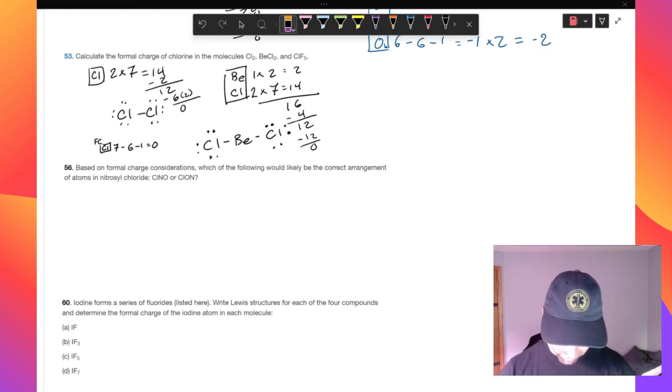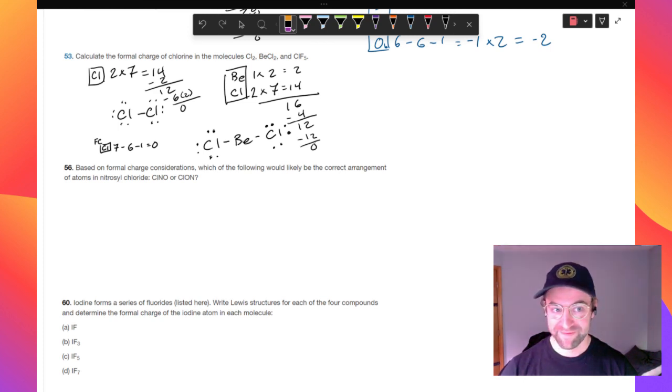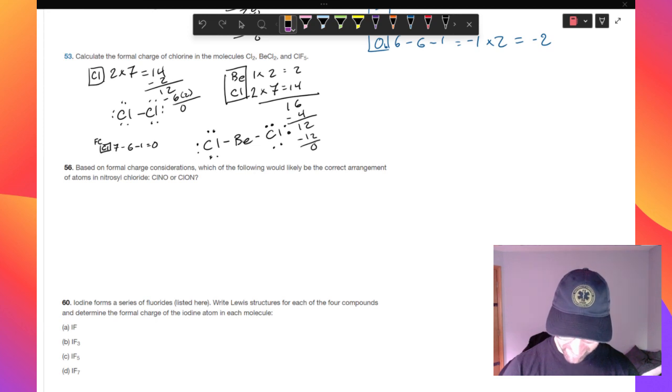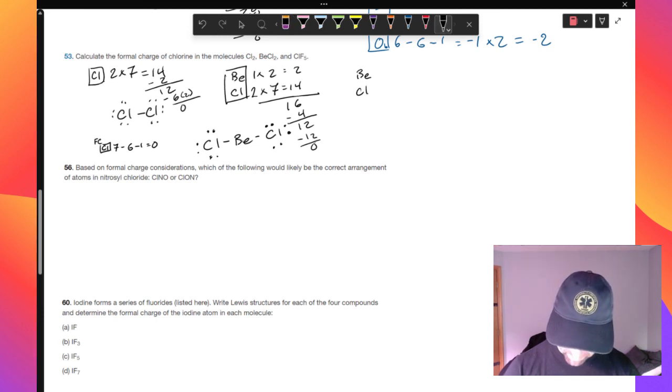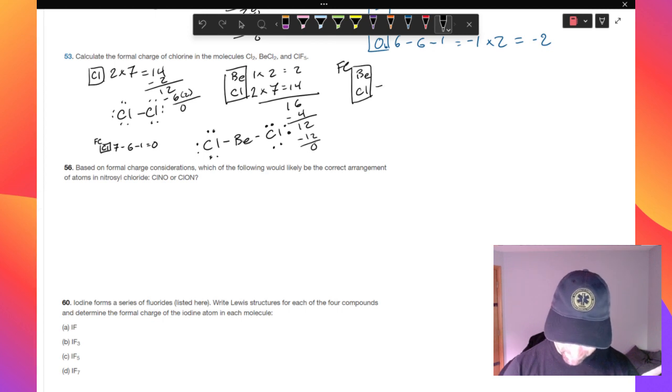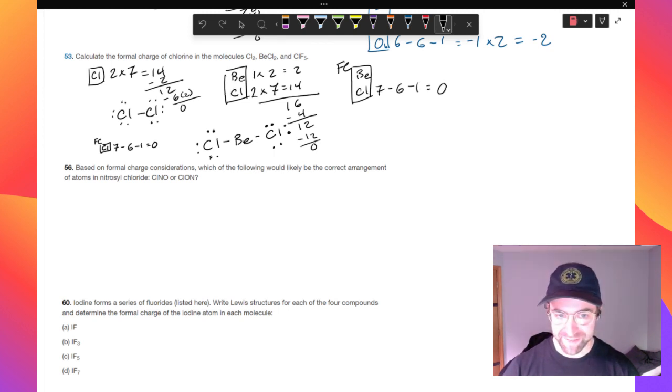Calculate the formal charge of chlorine in the molecules. Well, if we're just calculating the formal charge of the chlorines, they might be just fine, because if we calculate our formal charge of chlorine, we had 7. We have 6 lone electrons and 1 bond. That's 0. That would get us our answer.